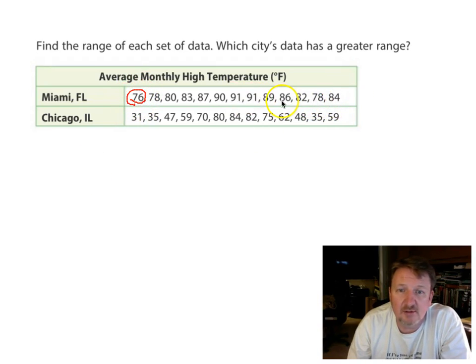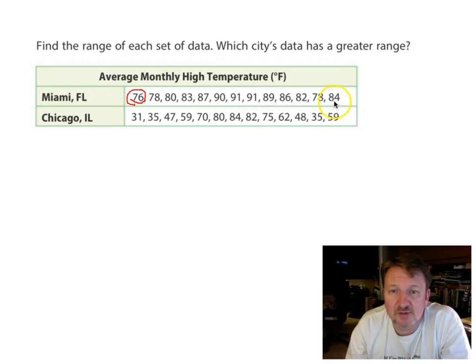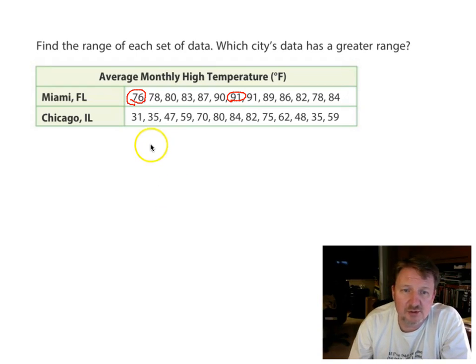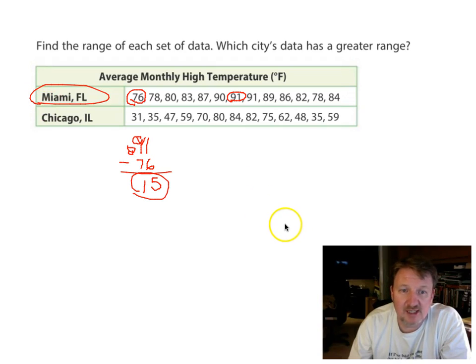Oh, these are actually in order. No, they're not, because I got these numbers over here. So my greatest number looks like 91. So I have 76 and 91. The difference between those two is 91 minus 76. I got to borrow. That's 8. That makes that 11. So that's a 5. And then 7 from 8 is 1. So there's a 15-degree spread in Miami, Florida, for the average monthly high temperature.